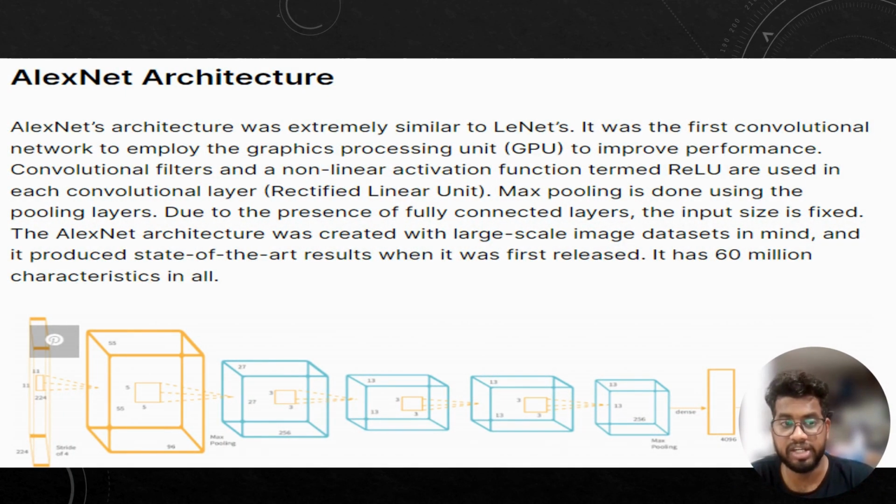The AlexNet architecture was extremely similar to LeNet's. It was the first convolution network to employ the graphics processing unit, GPU, to improve performance. Convolution filters and a nonlinear activation function termed ReLU are used in each convolution layer. Max pooling is done using the pooling layer. Due to the presence of fully connected layers, the input size is fixed. The AlexNet architecture was created with large-scale image datasets in mind, and it produced state-of-the-art results when it was first released. It has 60 million parameters in all.